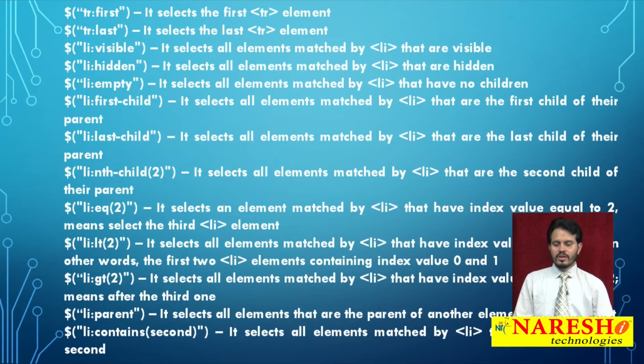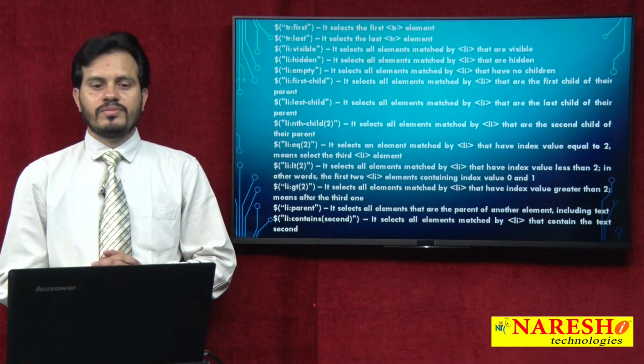So here I am having what? $tr:first means it selects not all the tr elements. We have many tr elements in an HTML document if we are working with the HTML tabular tag, so we want to select only the first tr element. So $tr:first, what does it do? It is a selector expression. This selector expression selects the first tr element among all the tr elements of the HTML document.